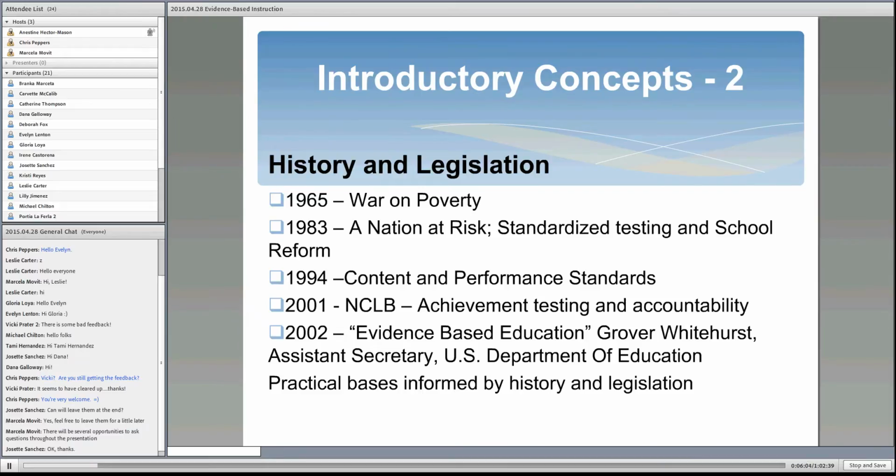With regards to education, the idea of evidence-based education and instruction was inspired by several legislations and national initiatives. And the most recent, you might be familiar with, the No Child Left Behind Act of 2001, I believe. And this was a derivative of older legislation, starting with the Elementary and Secondary School Education Act of 1965, and with Lyndon Johnson's War on Poverty.